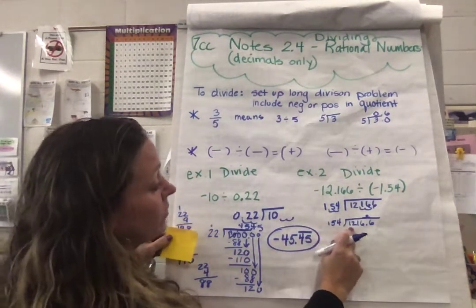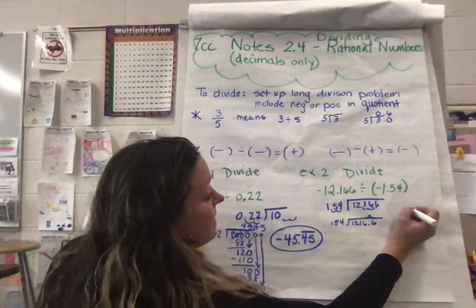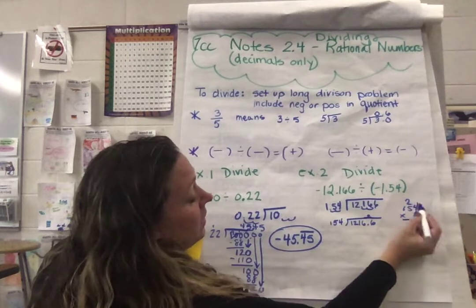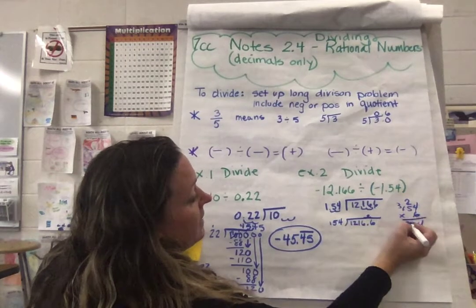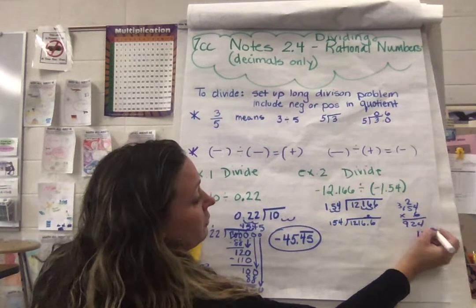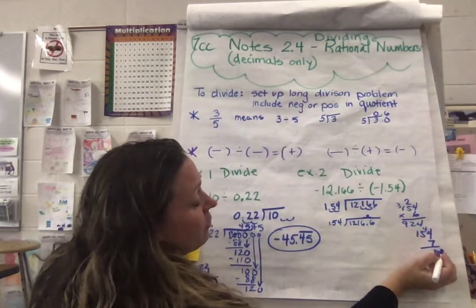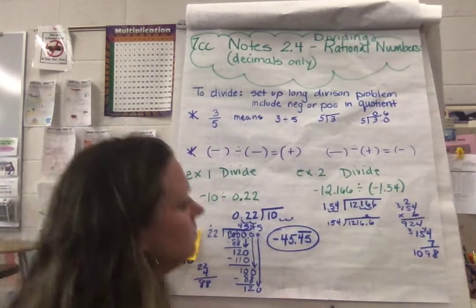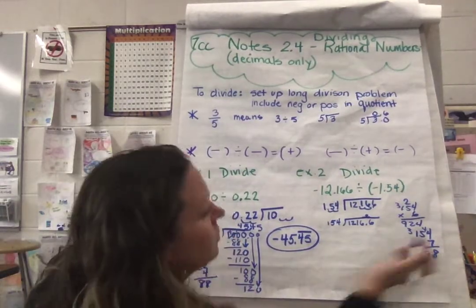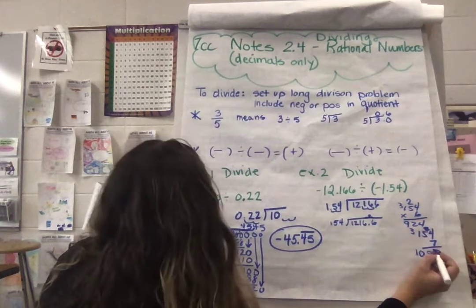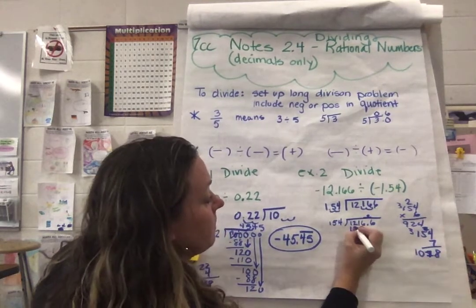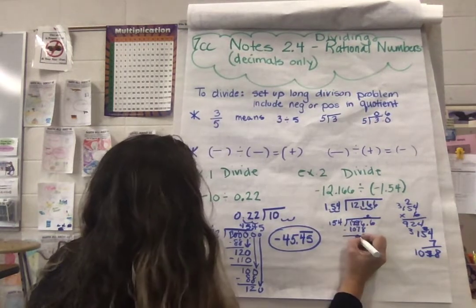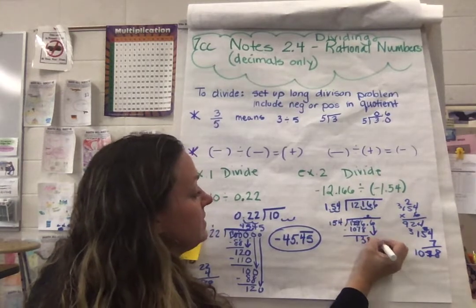So 154 goes into 1,216. I'm going to guess 6. So I'm going to multiply by 6 on the side. 24, 32, 9, not big enough. 154 and 7, 8, 35, 39, 1,078. Oh, that should be a 7. Let's see, 35. Oh, that's a 2. 1,078. And then I subtract. And I get 138, and I bring down my 6.